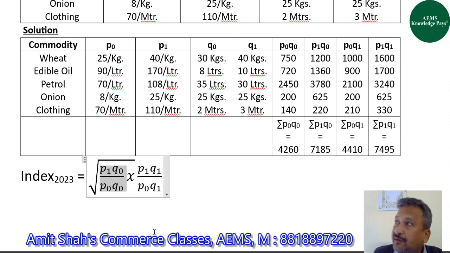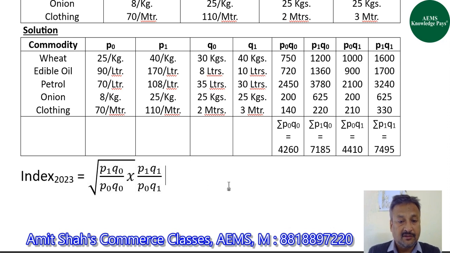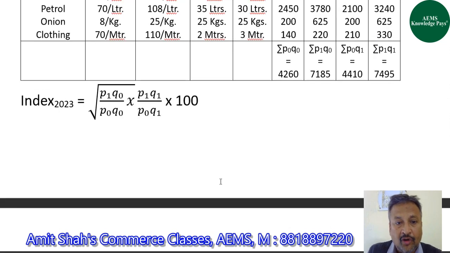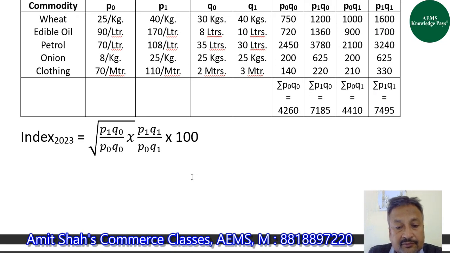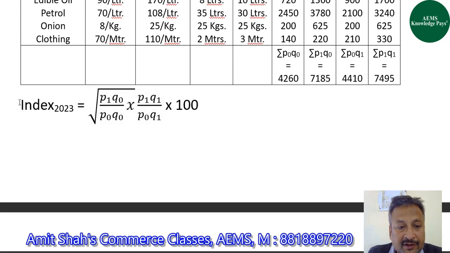Look at here, guys. This portion P1Q0 upon P0Q0 is the index given by Laspeyres. This P1Q1 upon P0Q1 is the one given by Paasche. What Fisher has done, he has taken the product of these two indexes and taken the square root of that, multiplied with 100. Am I clear or not? Have you got this, Ashutosh, Aryan, Yash? Yes, sir. Okay, note down this, guys, all.